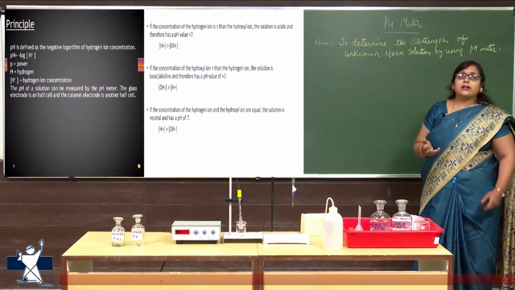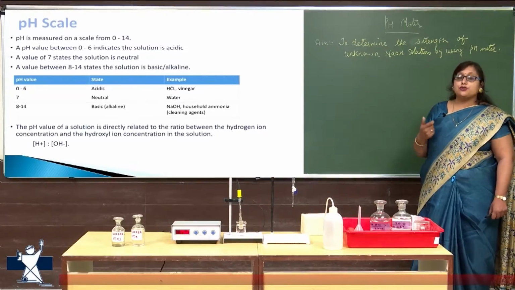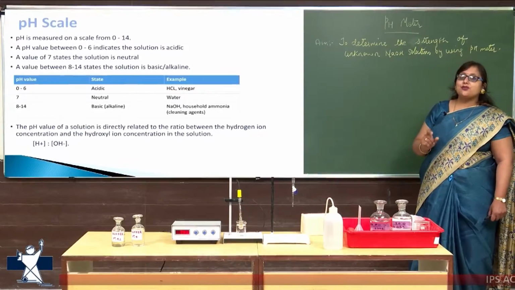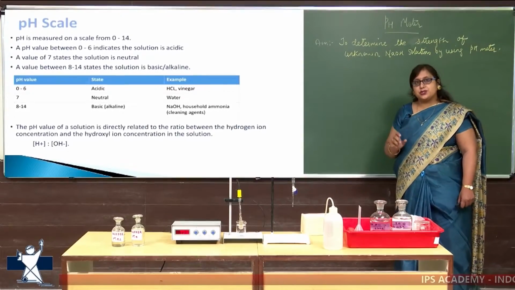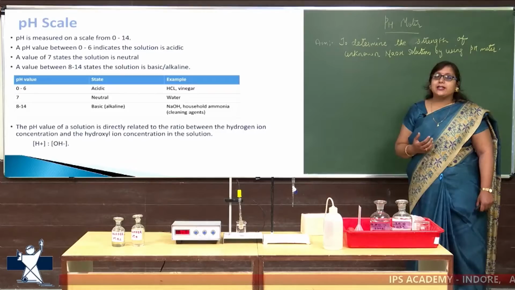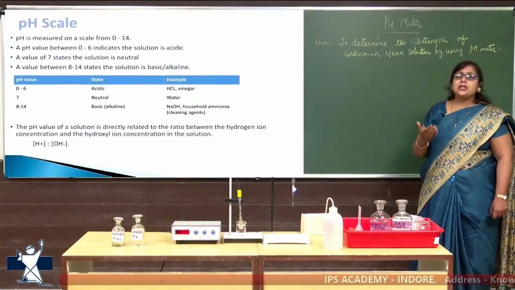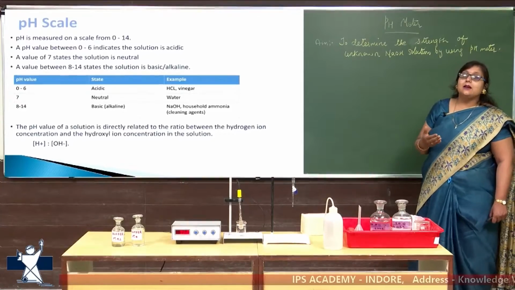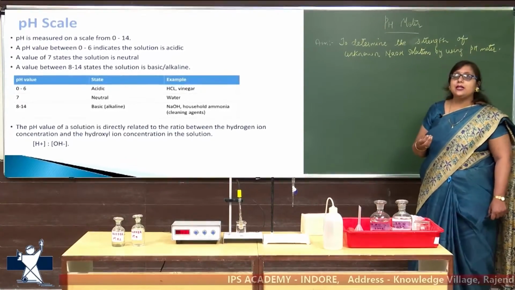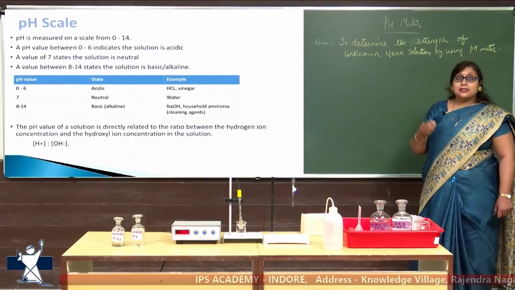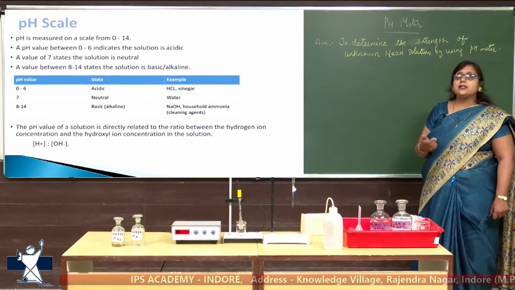Now, the main thing, what is the pH scale? pH is measured on a scale of 0 to 14. A pH value between 0 and 6 indicates the solution is acidic. The value 7 states the solution is neutral, and a value between 8 and 14 states that the solution is basic or alkaline. Examples of the acidic range, 0 to 6, are HCl and vinegar solution. At 7, the solution will be neutral, for example, water. With pH 8 to 14, the solution will be basic, like NaOH and ammonia.